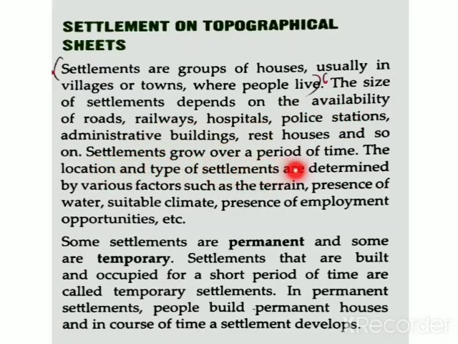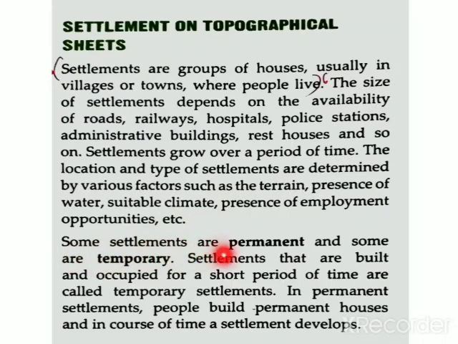Settlements grow over a period of time. When the place starts improving and has the necessary needs for a person to live in that particular place, the settlements also will be growing. The location and type of settlements are determined by various factors such as terrain, presence of water, suitable climate conditions, presence of employment opportunities, and so on. So these are the factors that determine the type of settlements.